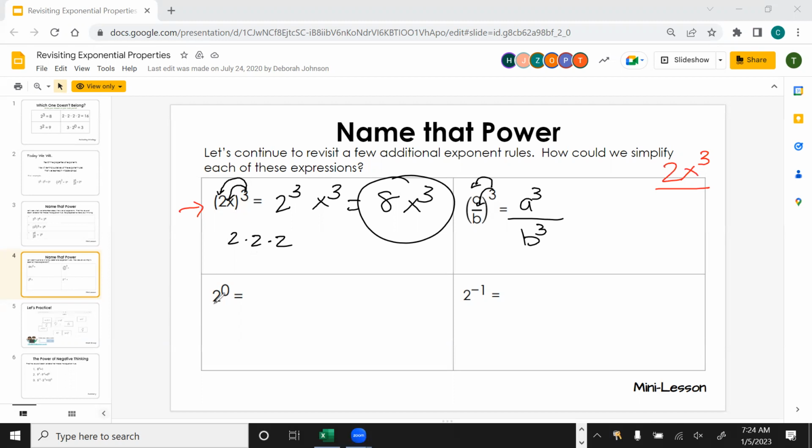Now, 2 to the 0 power. Anything raised to the 0 power is going to give us 1. So 2 to the 0 power, that's going to give us 1. Always 1.